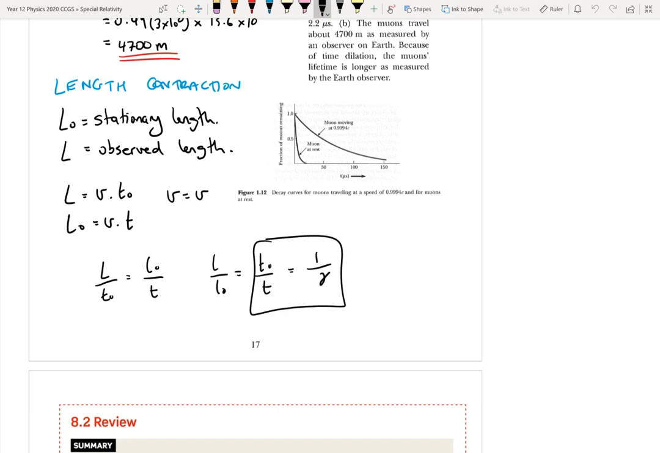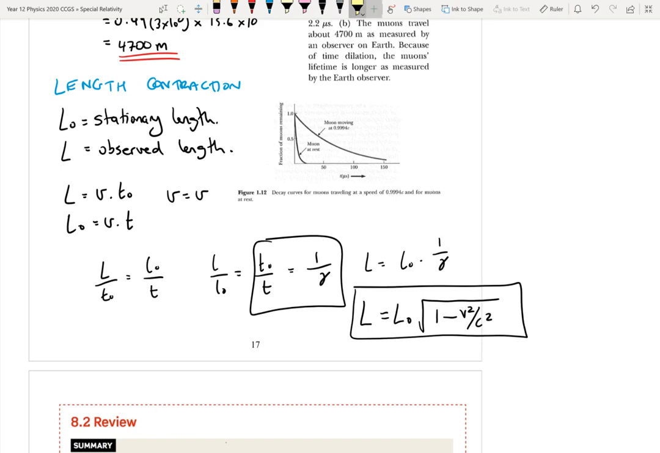That's what I was saying. The length is shortened by the same factor that time is dilated. And so when we throw in our L equals L naught times 1 on gamma, then you're going to go 1 over the square root of blah, blah, blah. You end up with the following. L equals L naught square root of 1 minus V squared on C squared. So that is in the data sheet.